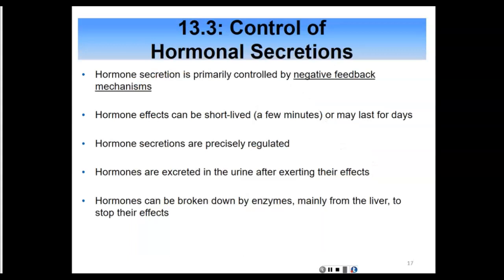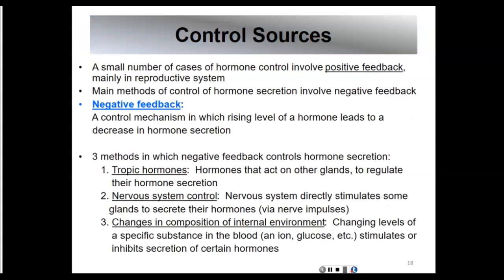Hormonal secretion is primarily controlled by negative feedback. Hormone effects can be short-lived, a few minutes, or they may last for days. Hormone secretions are precisely regulated, and they're excreted into the urine after exerting their effects. Hormones can be broken down by enzymes, mainly from the liver, to stop their effects. There's a small number of cases of hormone control involving positive feedback, mainly in the reproductive system.